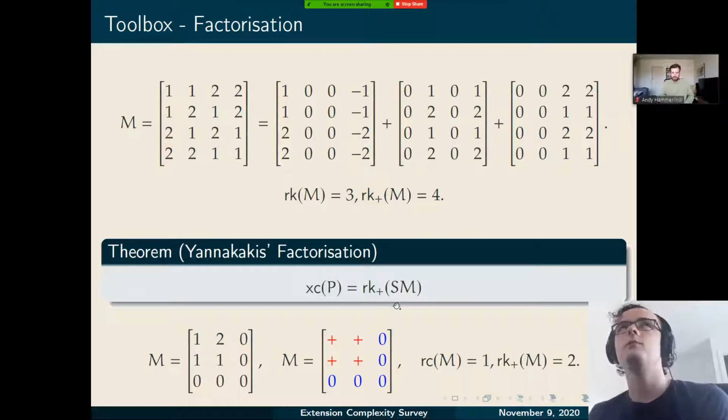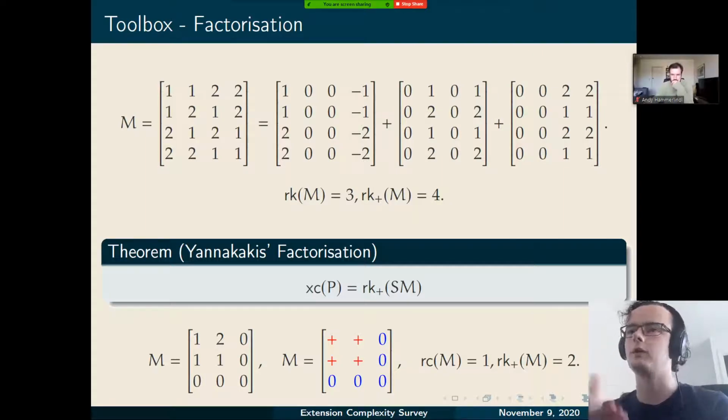But in actuality, computing the non-negative rank of a matrix is generally quite hard. So oftentimes we'll just use a bound on this. If we can bound the non-negative rank from above or below, then we can bound the extension complexity from above or below. One way we can do this is the rectangle covering number.